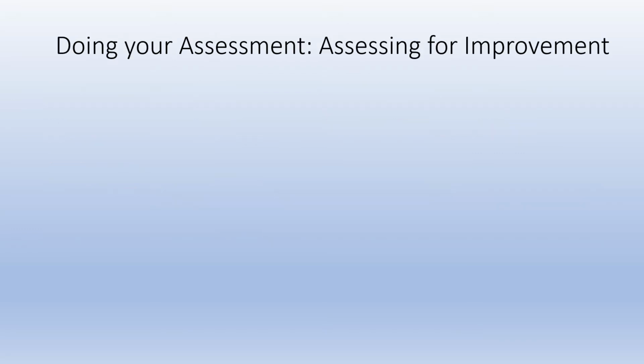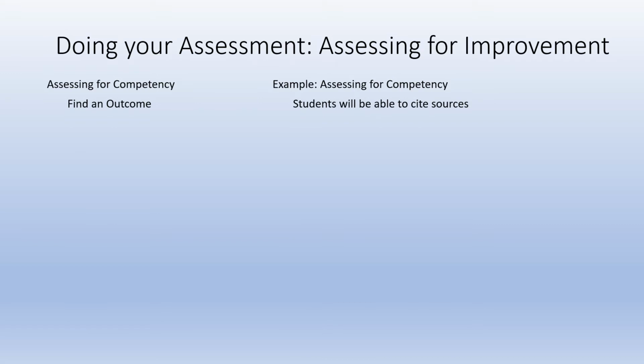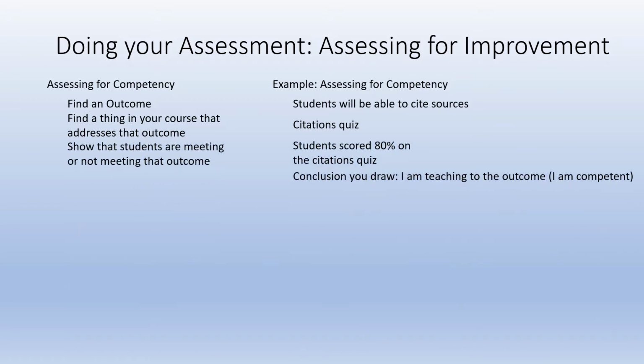So one thing we want to continue to assess this year is assessing for improvement. There are really 2 types of assessment that occur. One of those is assessing for competency. Basically what assessing for competency looks like is you find an outcome, something you want students to learn, for example, students will be able to cite sources. You find a thing in your course that addresses that outcome, so a citations quiz. You show that students are meeting or not meeting that outcome, so maybe students scored an 80% on the citations quiz. So the conclusion you draw is that you're teaching to the outcome or that you're competent.